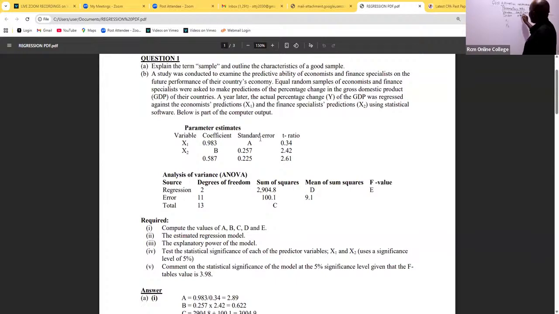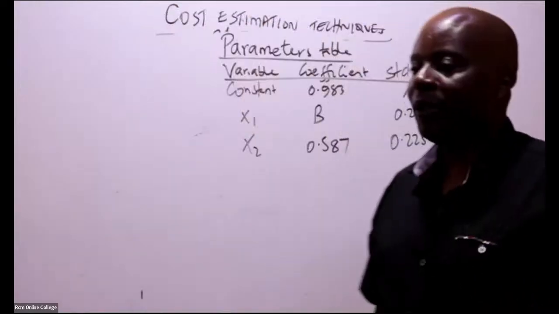So we have here 0.983. Then we have B, then we have 0.587. Then we have the standard error. The first one there is A, 0.257. Then we have 0.225. Then we have 0.34, we have 2.42, sorry. And then lastly, 2.61. So kindly copy this table down. What we skipped here, under the variable, we have a constant immediately beneath there. So just copy this table the way I've drawn it here.